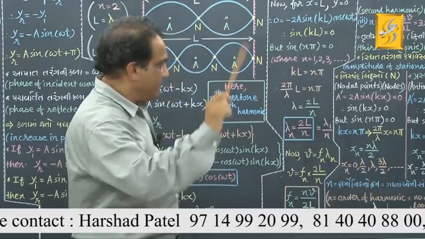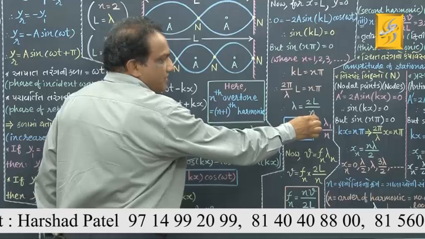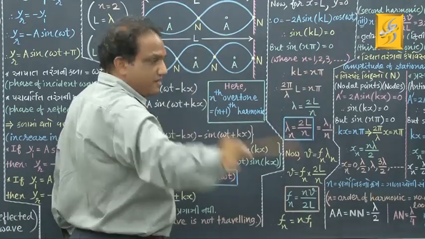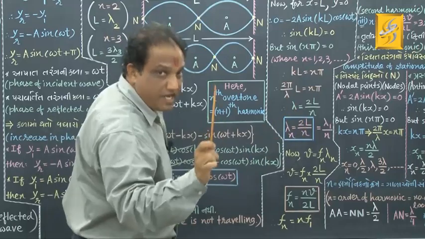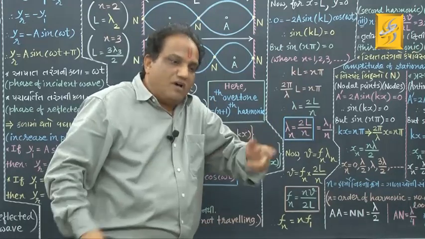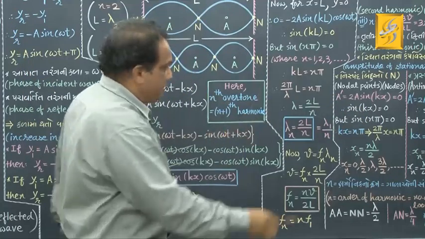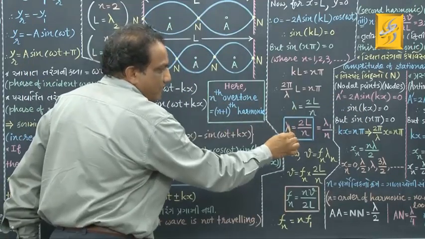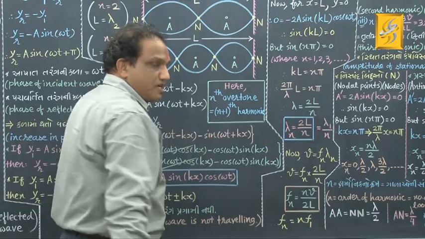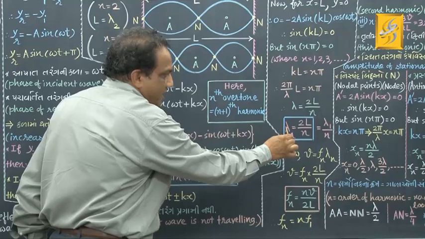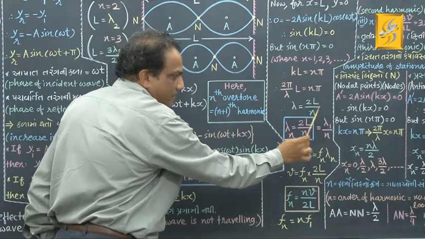Got it? Fine. As you go on changing the value of n, let's say 1, 2, 3, and so on, the value of lambda will also change. So different values of lambda we want to show by different symbols. That's why I'm giving a suffix. Instead of lambda, I'm putting lambda n. N you must write well below lambda. It is called a suffix. Fine. Lambda n equals 2L upon n.